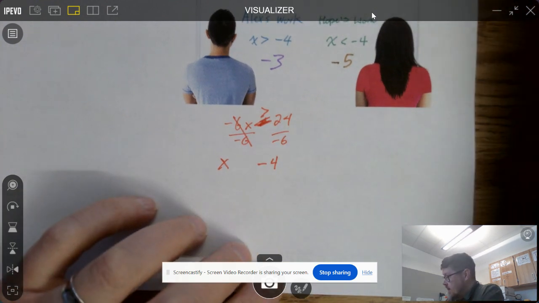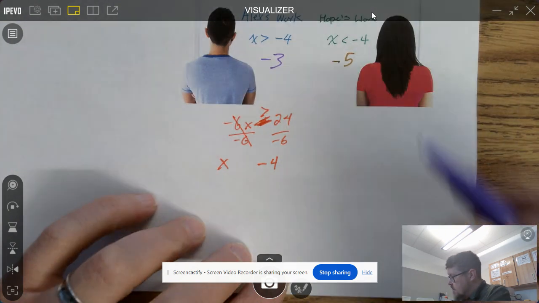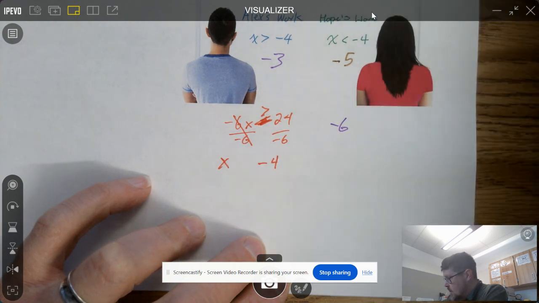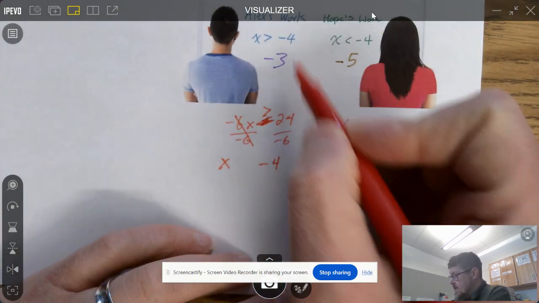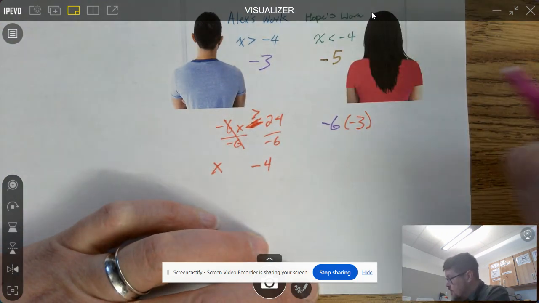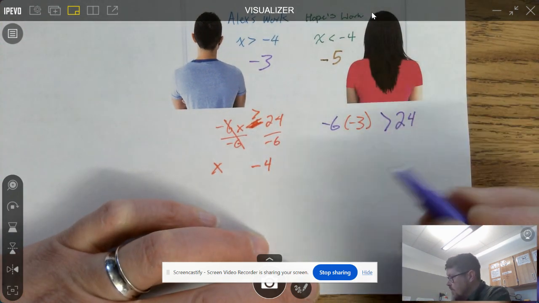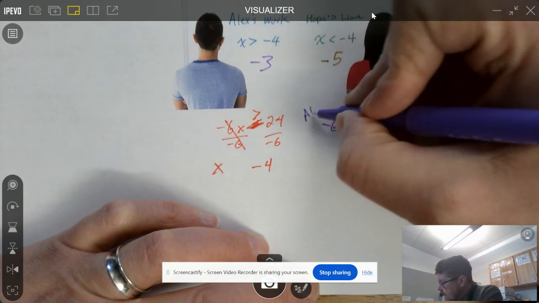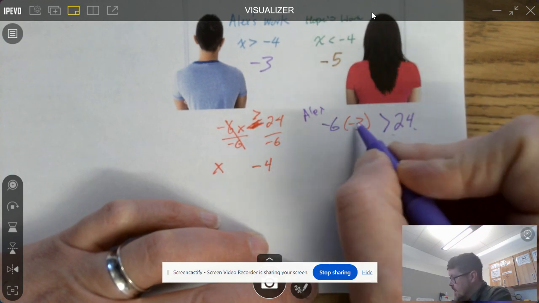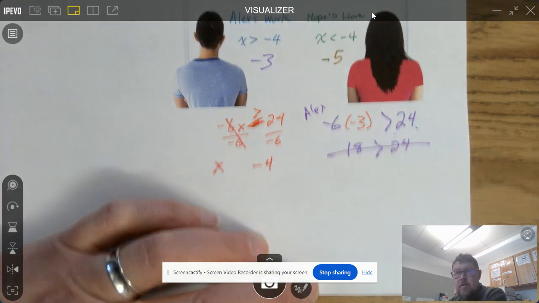If I take a look at Alex's work, I get the original equation right here, negative 6, and I'm going to plug in something that's greater than negative 4. So we'll take that negative 3 and plug it in, and we'll use the original equation. This is Alex's hypothesis: Alex says that negative 6 times negative 3 will give me a number that's bigger than 24. But when we multiply this out, negative 6 times negative 3 gives me a positive 18, which is not greater than 24.